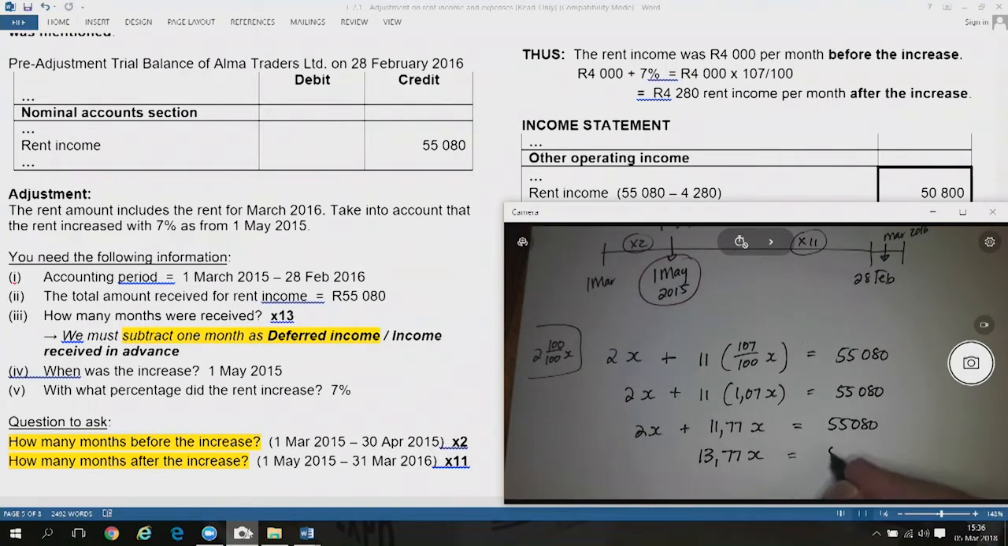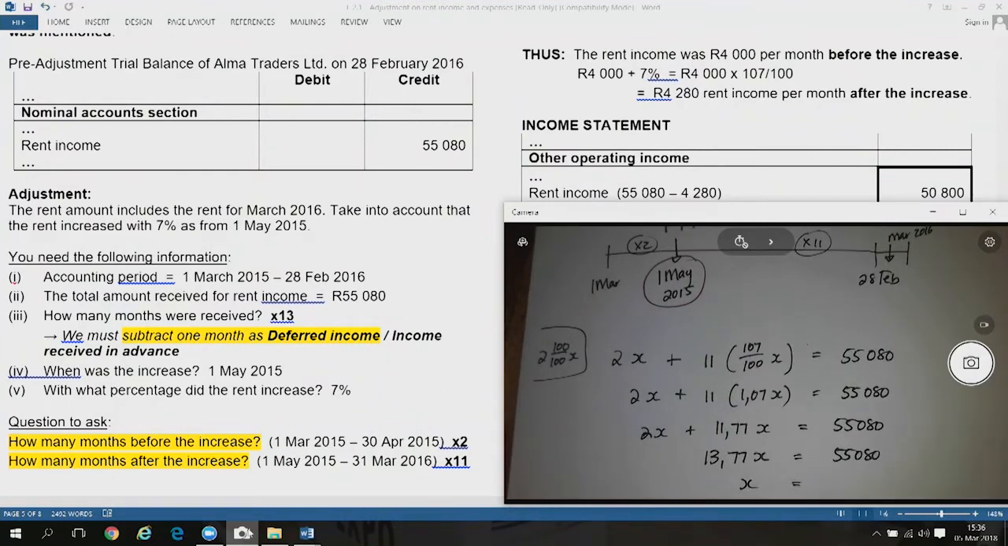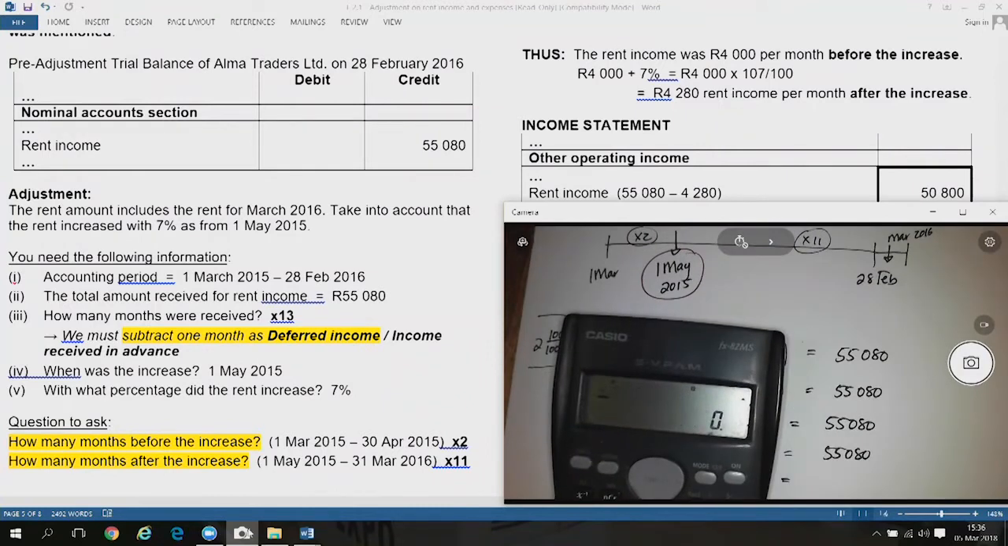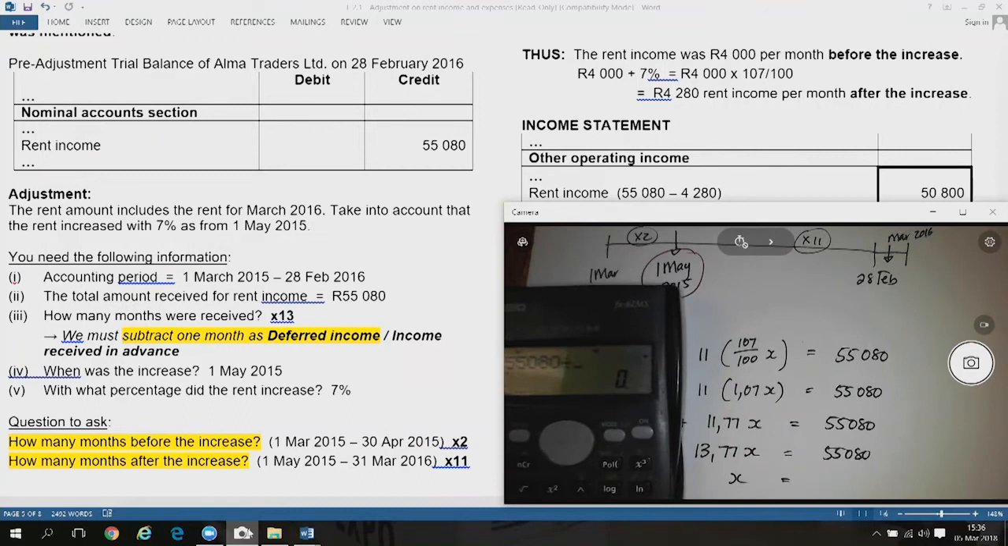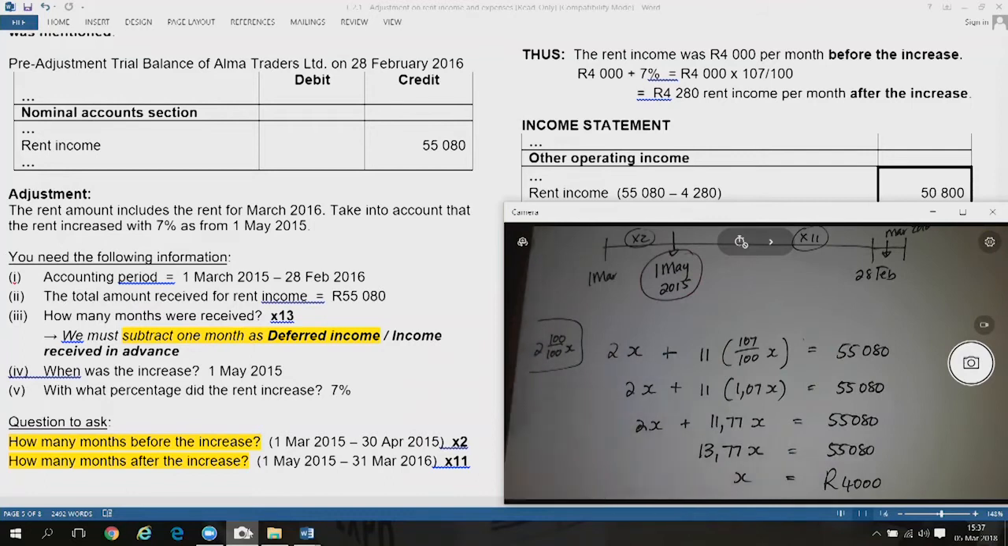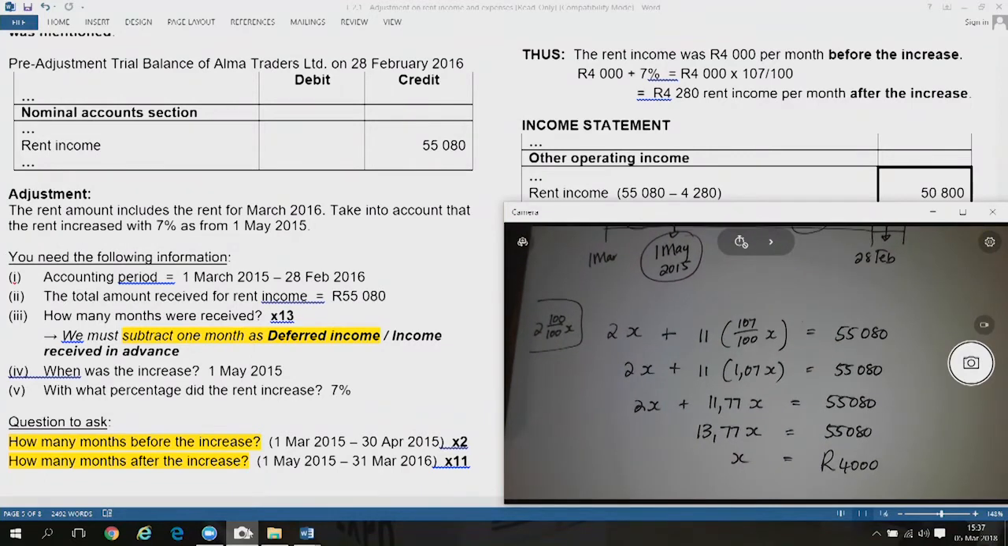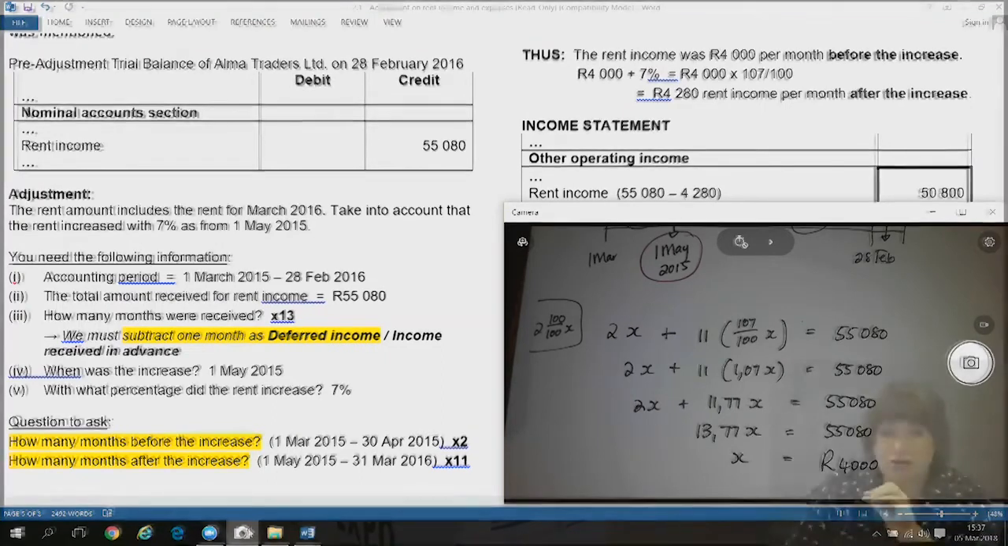That gives you 55080. So x gives you 55080 divided by 13,77, and that gives you 4,000 Rand. The moment that you've got an amount that makes a lot of sense, good. If not, you are busy calculating your months wrongly.